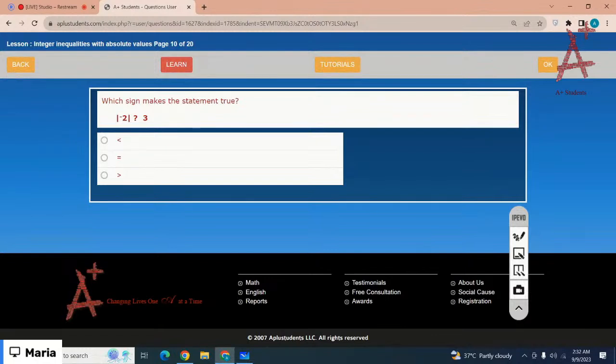Okay, absolute value of negative 2 and 3 you have to compare. So which is the correct option? Absolute value of negative 3 is 3, right? Absolute value of negative 2 is positive 2 and positive 2 is less than 3. So the correct option is less than 3.